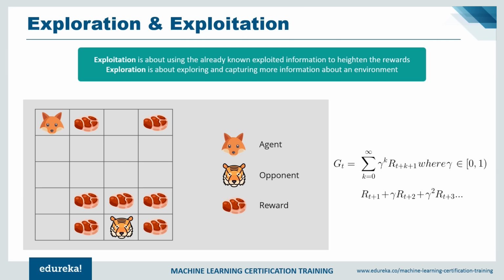But if the fox decides to explore a bit, it can find bigger rewards, that is, big chunks of meat. This is called exploration. So reinforcement learning basically works on the basis of exploration and exploitation. Exploitation is about using the already known information to heighten the rewards, whereas exploration is all about exploring and capturing more information about the environment.